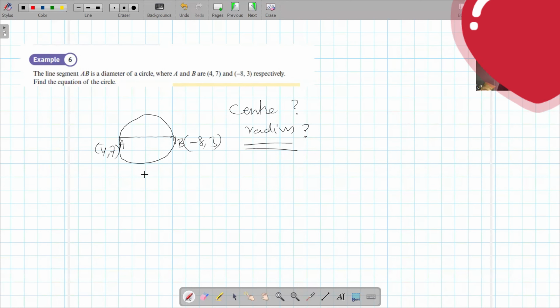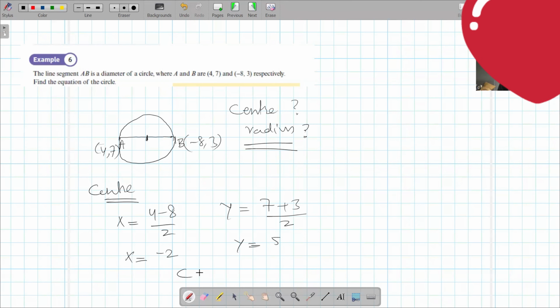The point in the middle. Yeah, exactly. So let's find the center. The abscissa of the center will be -2, and the ordinate of the center will be 5. So C is (-2, 5), right? Now what will be the radius?